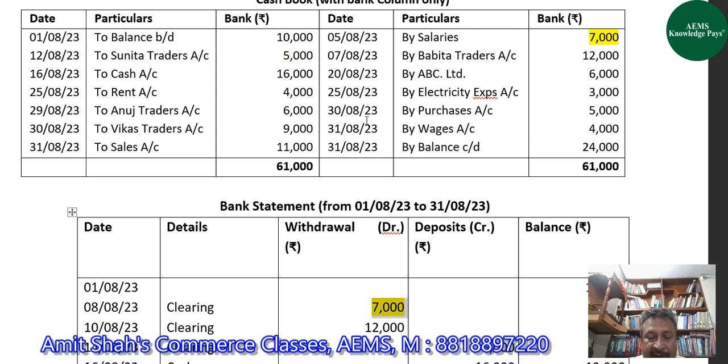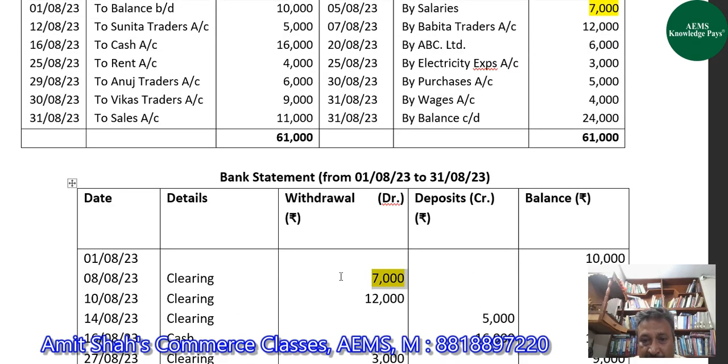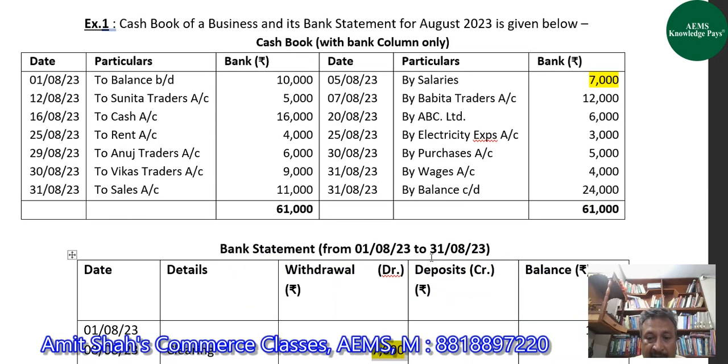That is why the accountant needs to sit with the bank statement also. This process he would usually be doing on 1st September 2023, that is, the very next day after the August month got over. So on 1st September morning, he will get the bank statement and he will sit with his cash book and will start matching the common transactions which are there in the cash book as well as in the bank statement.